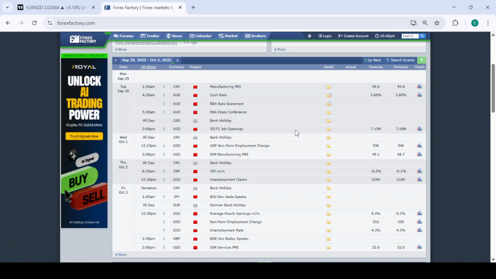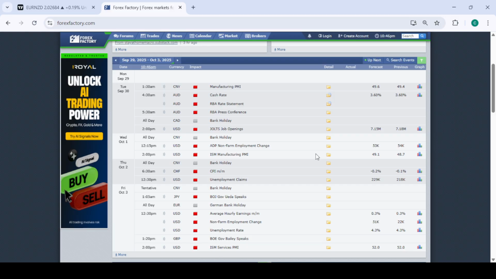And then on the same day, we have a Canadian bank holiday, and US job openings on Tuesday. On Wednesday, we have the bank holiday for the Chinese yen. I think there's a holiday which is running through Wednesday to Friday for the Chinese yen. And later on Wednesday we're going to have the ADP non-farm employment change and ISM manufacturing PMI for the USD.